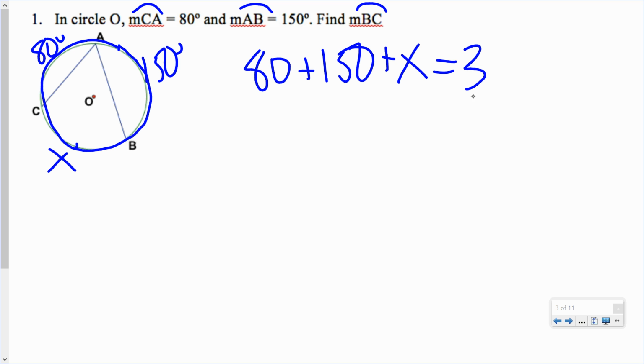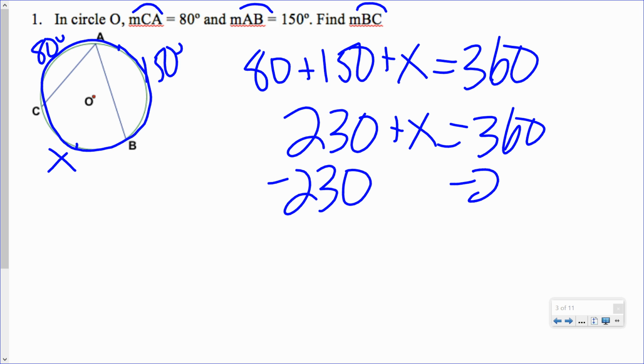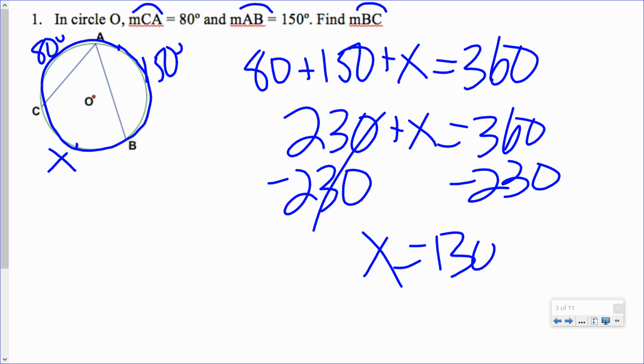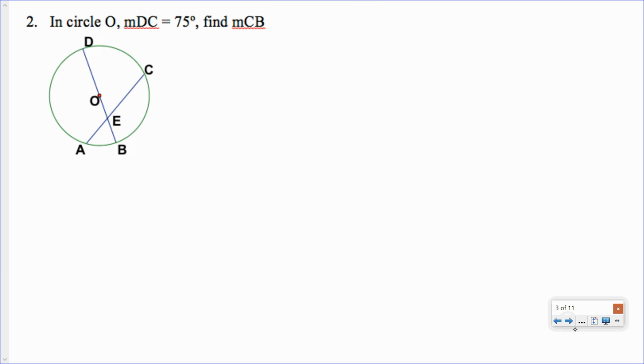to equal 360. If you're given expressions for all the pieces of the full arc, you add them to 360 because the arcs of a circle add to 360. From here, I do the algebra, and I get 130. Again, the full arcs of a circle add to 360.